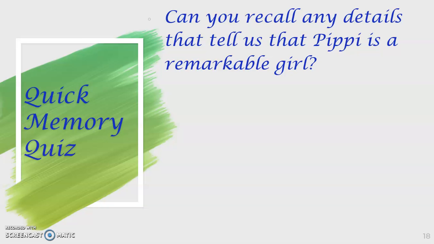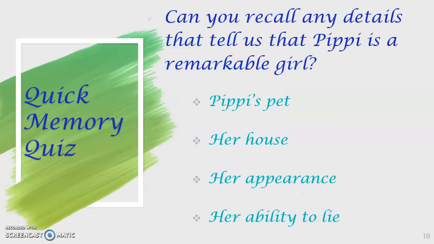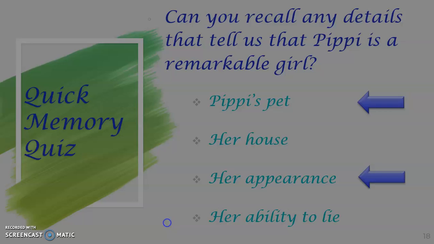Okay, next one. Can you recall any details that tell us that Pippi is a remarkable girl? Do you remember any details that tell us that Pippi is a remarkable, amazing girl? So Pippi's pet, her house, her appearance, her ability to lie. What makes her a remarkable girl? What makes her special? I'm sure you must have figured it out by now. Yes, Pippi's pet and her appearance makes her very special.